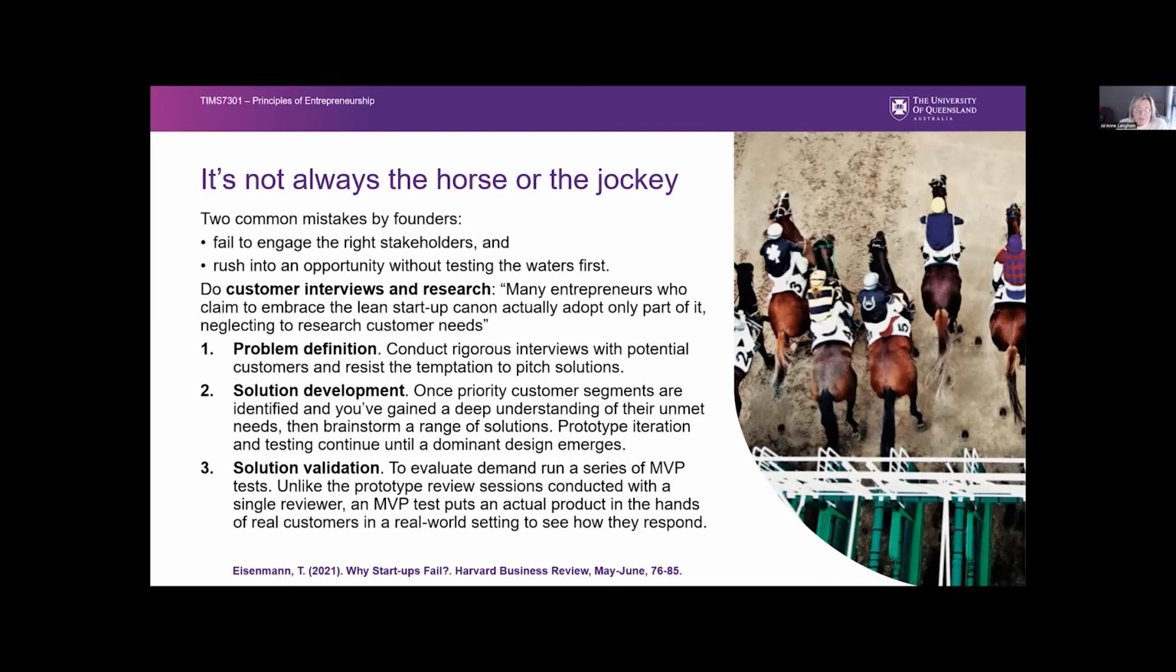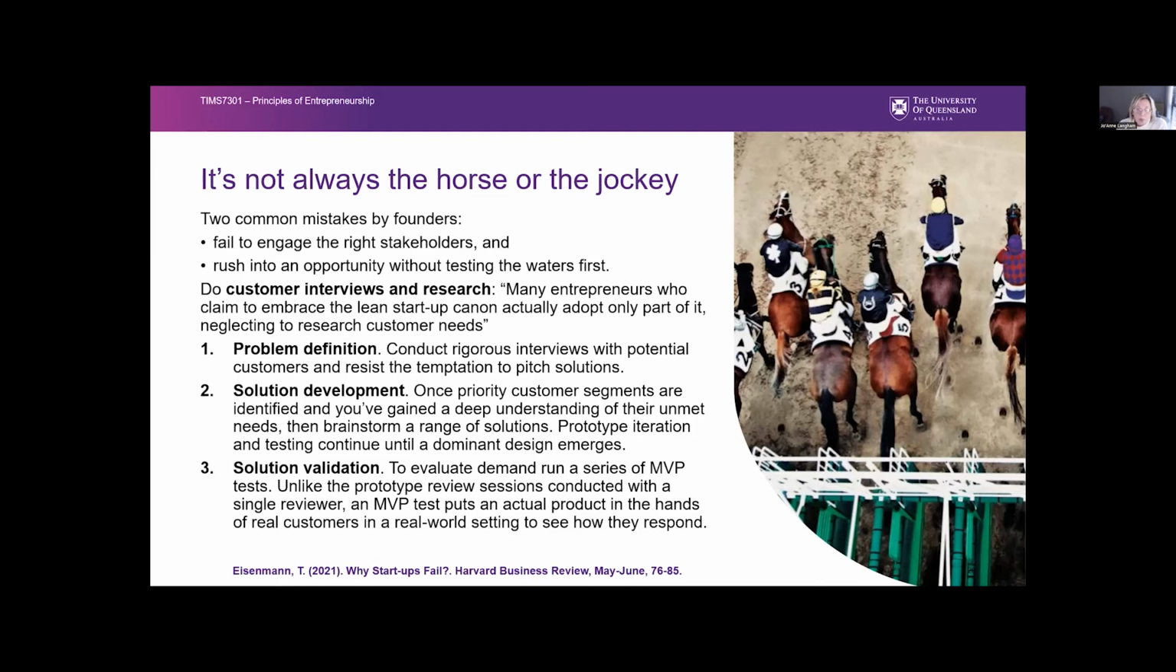Problem definition. That was one of the things I pointed out as well last week, that you really do need to get the problem definition correct, conduct rigorous interviews with potential customers, and resist the temptation to pitch a solution or tell them what the answer should be. You're actually looking for them to uncover the problems, not tell them how to fix it.